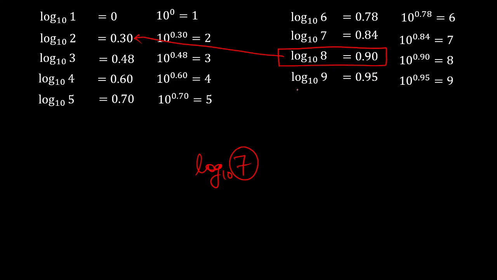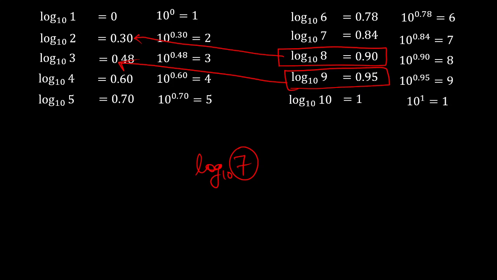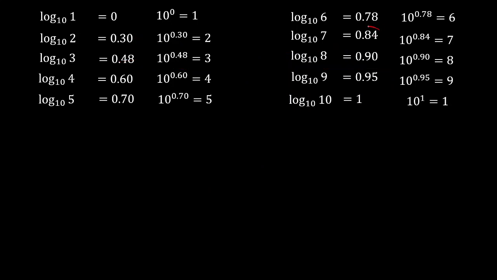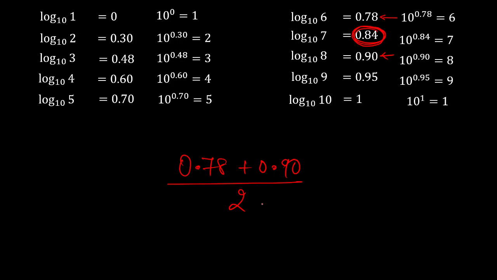Try on your own if you have not done it before. Log 10 9 you can calculate using log 10 3, because it's made up of two 3s. 9 is 3 times 3, and log 10 10 of course is 1. So you can write all the values in this table except for this value, and this you can approximate. If you know log 10 6 is 0.78, you know log 10 8 is 0.90. What is the number between 0.78 and 0.90? So you add these two and divide by 2. You're doing a very rough approximation.